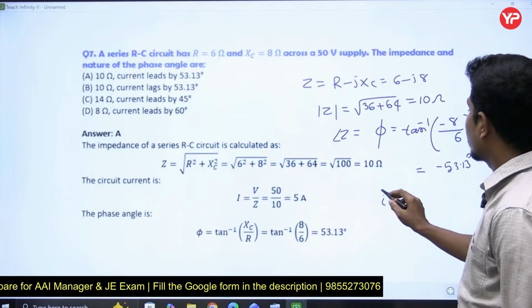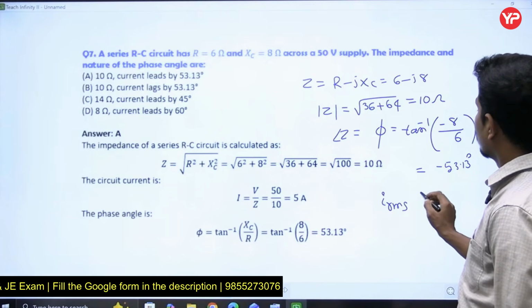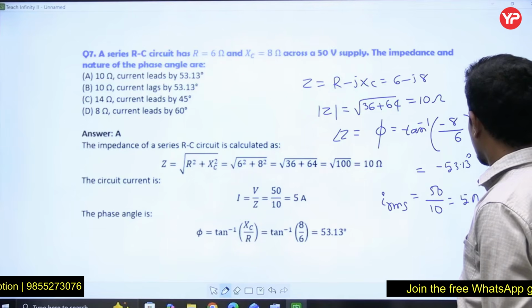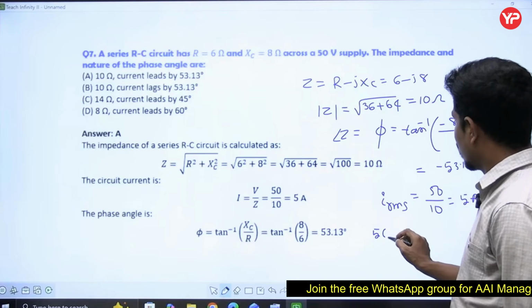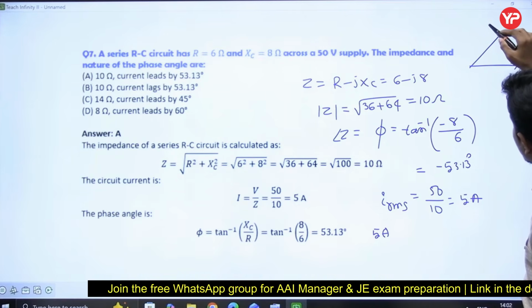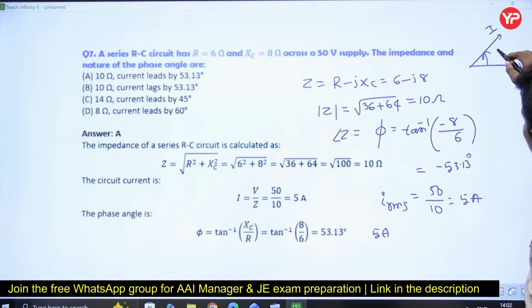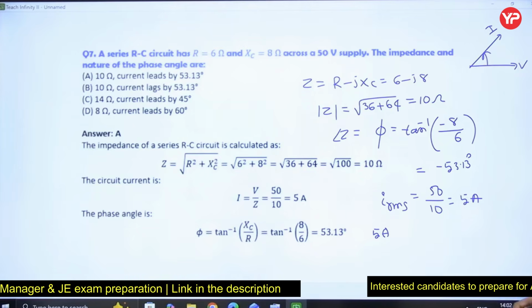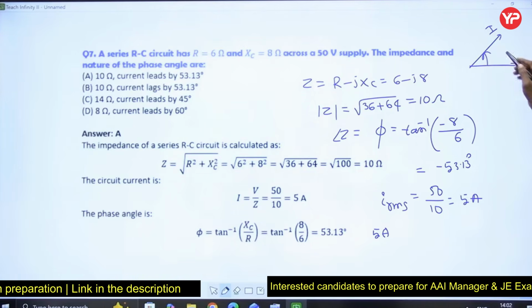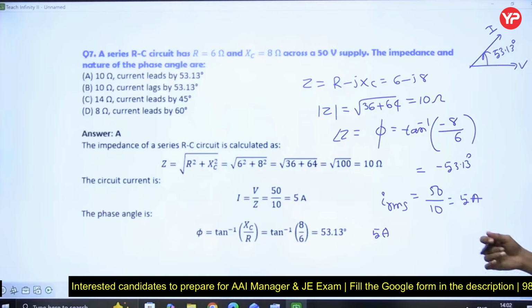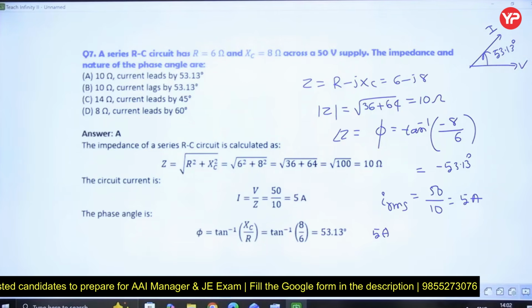What is the current formula? IRMS is equal to VRMS 50 divided by 10. How much is it? 5 amperes. In a capacitor, current is going to lead the voltage by some angle, right? Why is it not exactly 90 degrees, sir? If it is a pure capacitor, 90 degrees, but as it is an RC network, this is 53.13 degrees. As it is an RC network, it is going to lead.